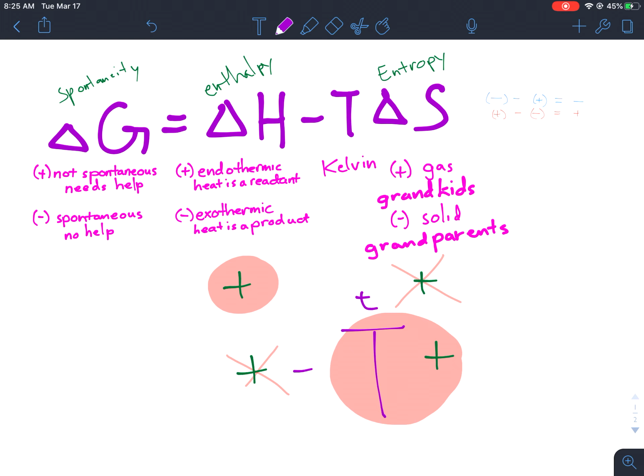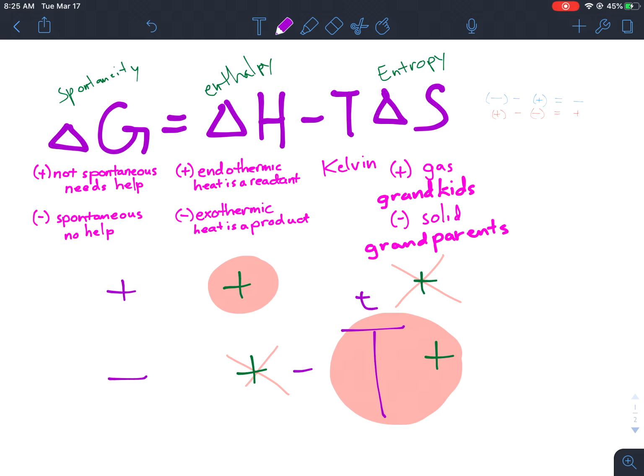So just remember this. If you have a positive and you have a small temperature, you are going to become positive because the delta H outweighs the T delta S. But if you have a giant temperature, you're going to have a positive minus a giant positive number. You are going to be negative because the T delta S outweighs the delta H.